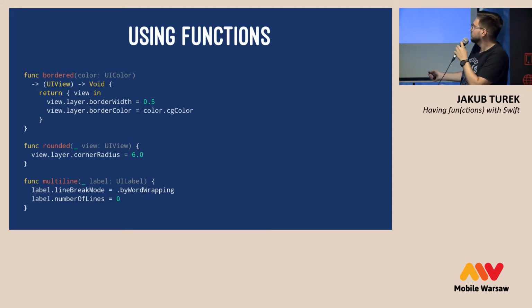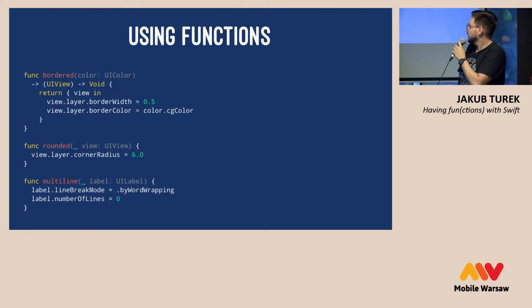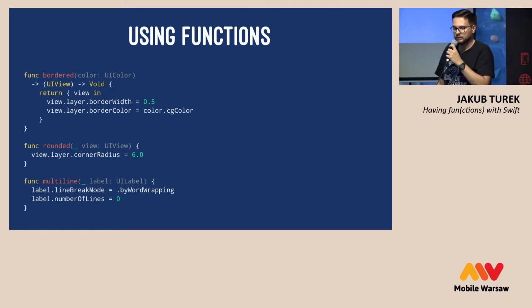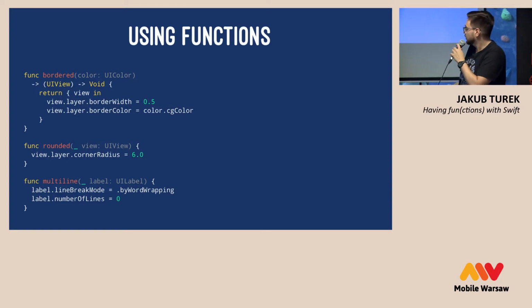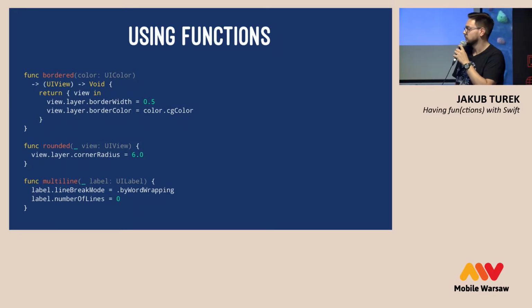So we return that, this is the body of our function. Those are two lines that we have copy-pasted previously. And we have like two other functions. One of them is called rounded. It just applies corner radius. And the other one, for the label, converts the label to display more than one line of text.